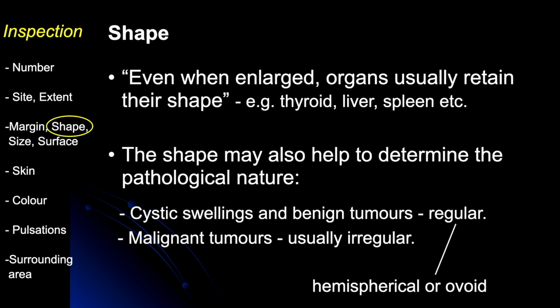The shape of a swelling or lump may help to determine the organ of origin as per the dictum: even when enlarged, organs usually retain their shape. This is seen commonly in thyroid, liver, spleen, stomach, etc. Otherwise, the shape may also help to determine the pathological nature of a swelling. Cystic swellings and benign tumors usually have a regular shape, whereas malignant tumors are usually irregular.